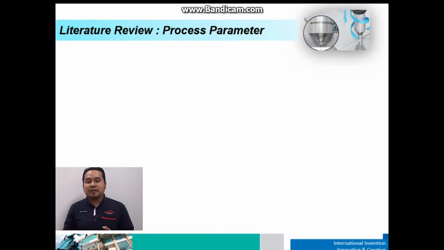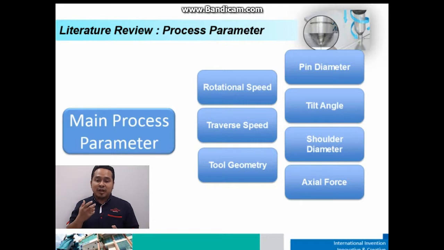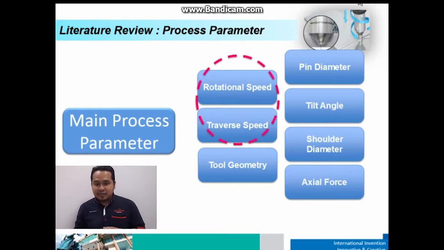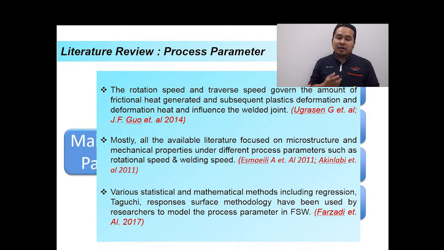We go to the process parameters. For FSW, we have several process parameters, such as rotation speed, traverse speed, tool geometry, pin diameter, tilt angle, shoulder diameter, and axial force. In this study, we just use two parameters, rotation speed and traverse speed. The rotation speed and the traverse speed govern the amount of frictional heat generated and subsequent plastic deformation and deformation heat, and influence the welded joint.